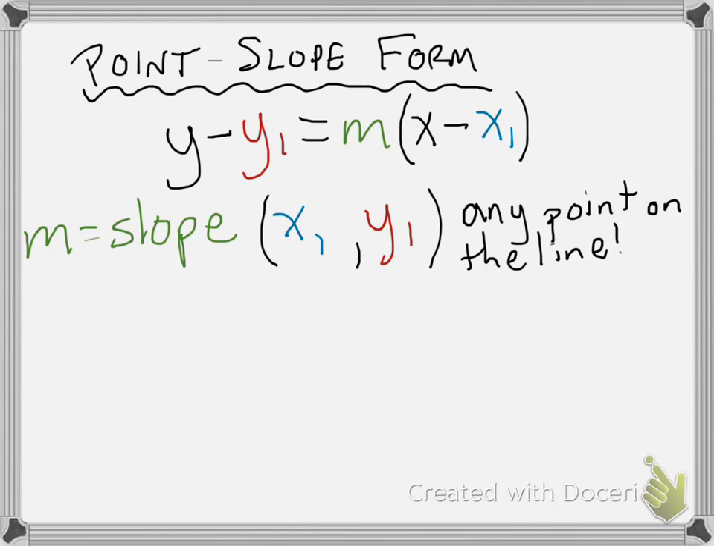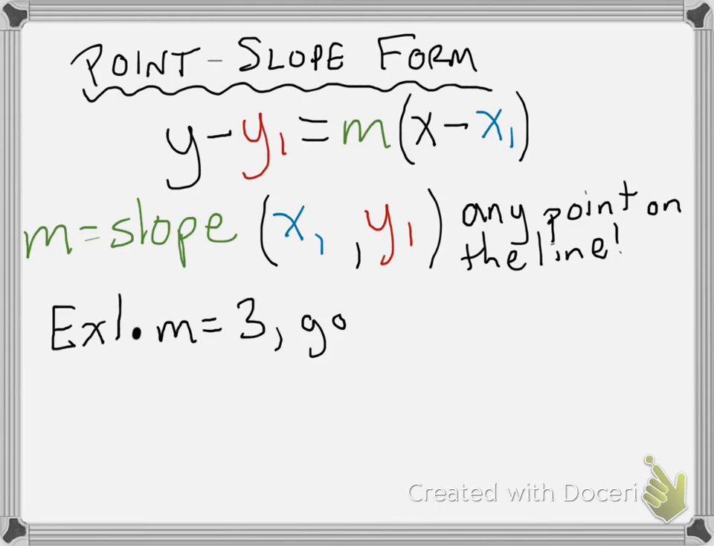x1 and y1 come from any point on the line. Now notice, if you're looking at the equation, that we are subtracting the y from the point from the variable y in our function. We are subtracting x1, the x value from the point, from the x value in our function. So let's look at an example, and this is example 1 in your notes.